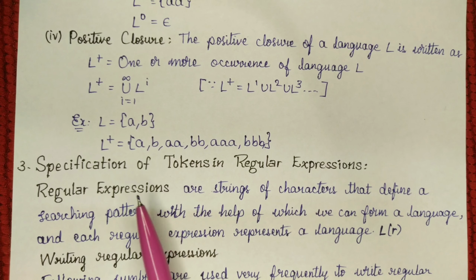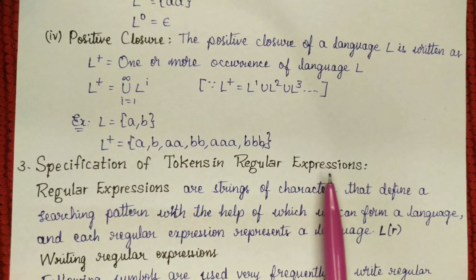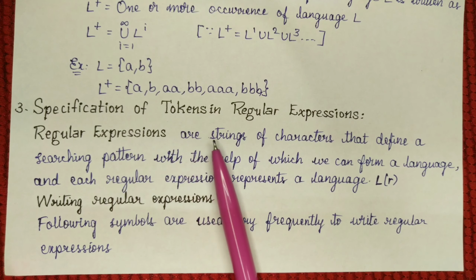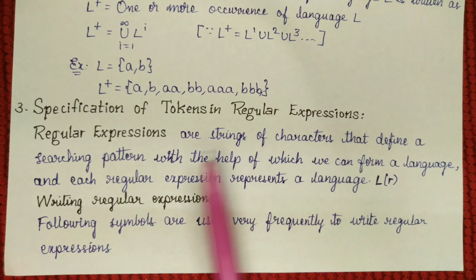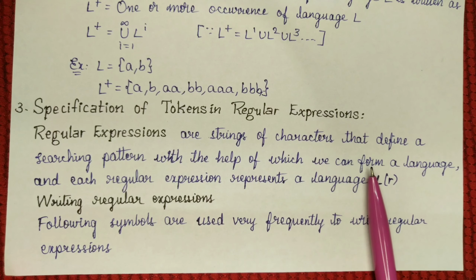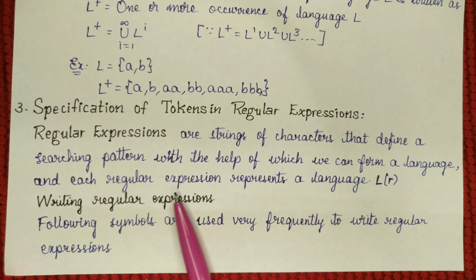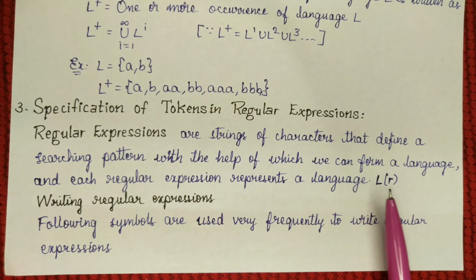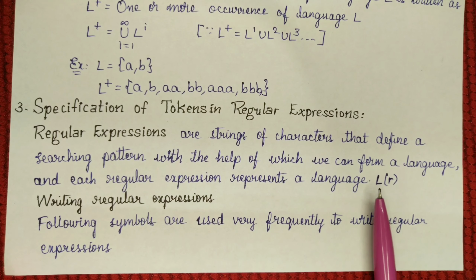And the third topic is specification of tokens in regular expressions. Regular expressions are strings of characters that define a matching pattern with the help of which we can form a language, and each regular expression represents a language L(R). A regular expression R can denote a language L(R), which can be built recursively over the smaller regular expressions by following some rules.